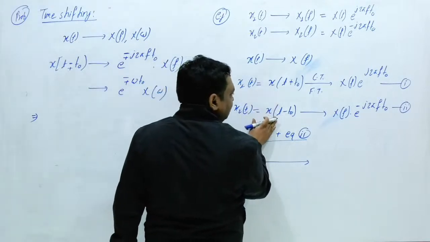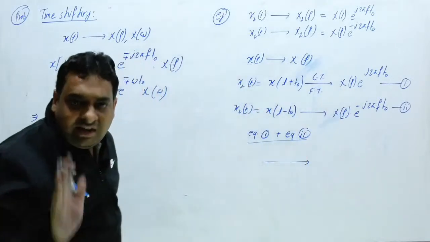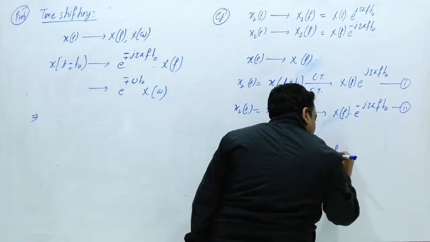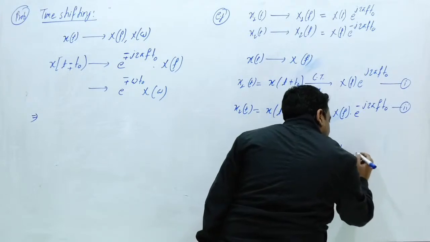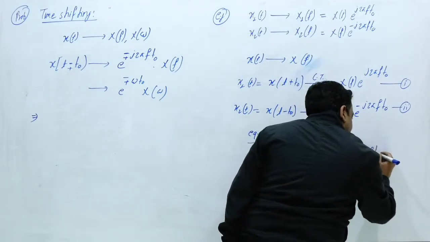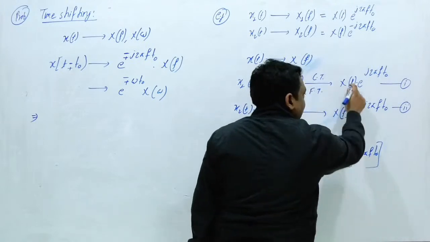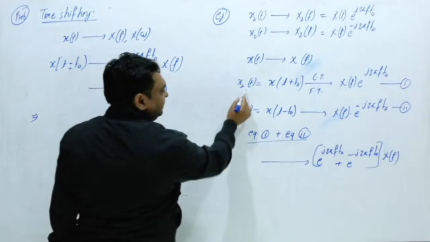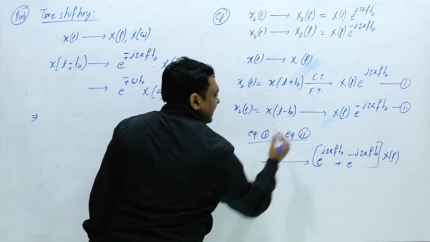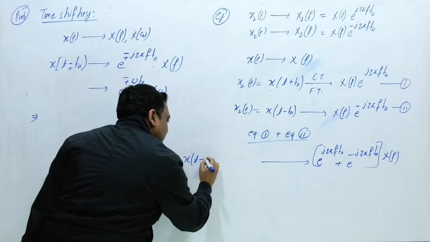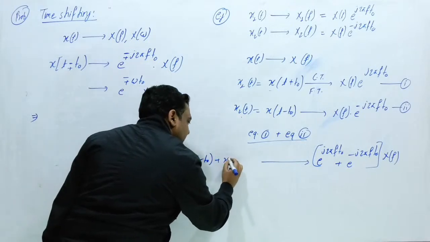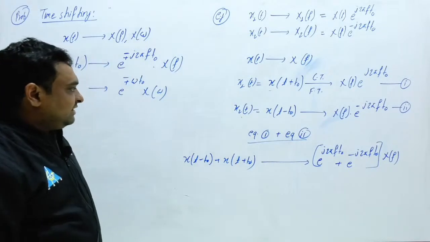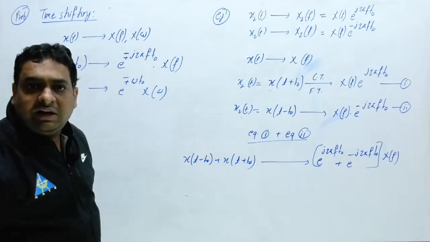If you will add these two signals, their Fourier transforms will also be added. What will be this result? e raised to power j 2 pi f t0 plus e raised to power minus j 2 pi f t0. Can I take common this parameter X(f)? Can I write in this way? And what will be the left side? Both signals will be added, so can I write x of t minus t0 plus x of t plus t0? So the Fourier transform of x(t minus t0) and x(t plus t0) you will get in this way.